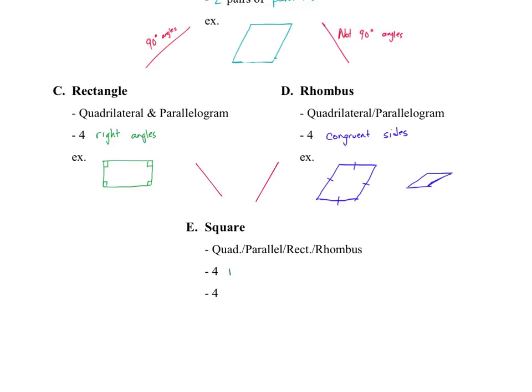It has the 4 right angles. I'm going to do that in green, like my rectangles in green. But it's also going to have 4 congruent sides, like my rhombus has the 4 congruent sides.